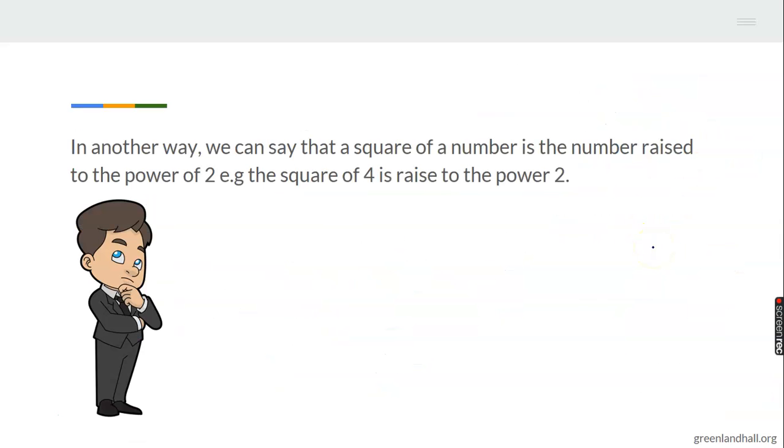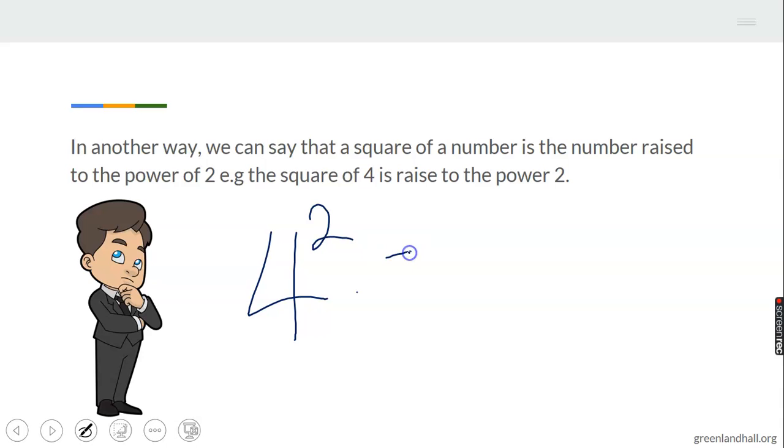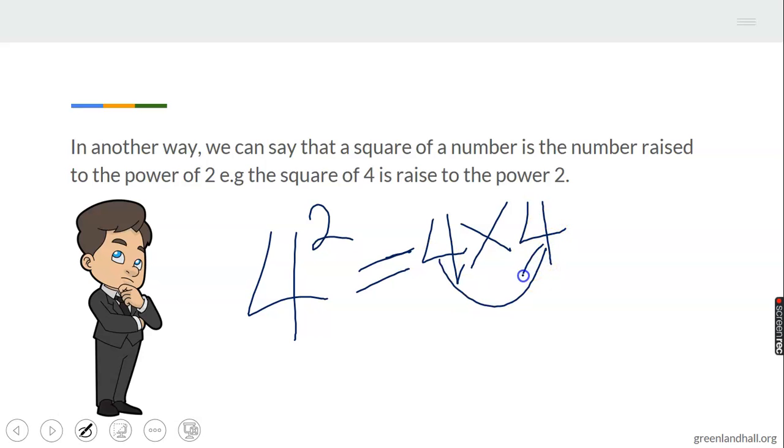In another way, we can say that the square of a number is the number raised to the power of 2. For example, 4 raised to the power of 2. It could come as a pop quiz for you. 4 raised to the power 2, that's 4 square. What does it mean? It means 4 times the number 4. So we are also saying the same thing here. 4 times itself, and 4 times 4 will give us 16. That is our answer.